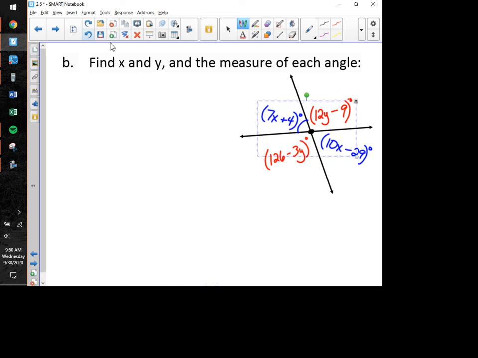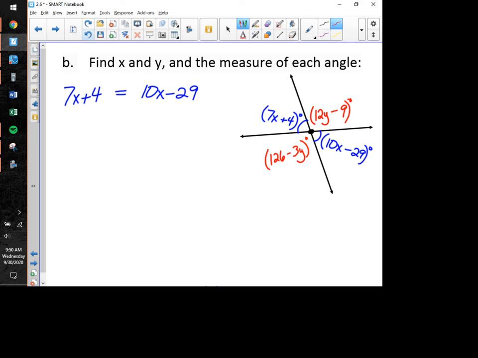Its vertical angle would be in the lower right-hand corner, this one right here. Those are vertical angles. We're allowed to assume that from the diagram, and the theorem we just learned said that vertical angles are congruent. And once again, the word congruent in geometry means having equal measures. So the 7x plus 4 degree angle has to be equal to the 10x minus 29 degree angle. They are vertical angles, we know they're congruent, and congruent means having equal measure.